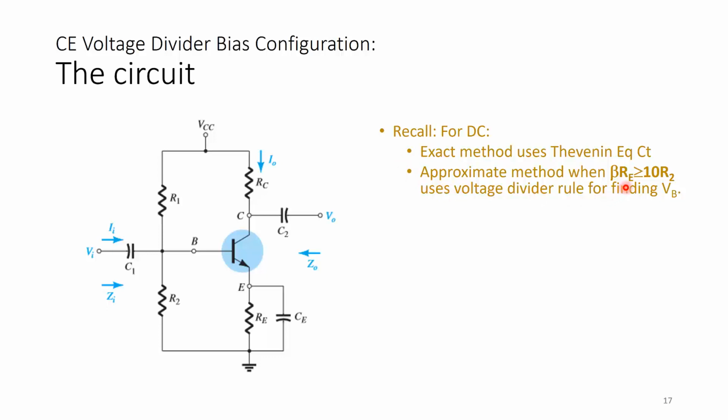With the approximate method, there is a condition which is beta RE greater than 10 R2. Beta times RE here must be greater than 10 times R2.